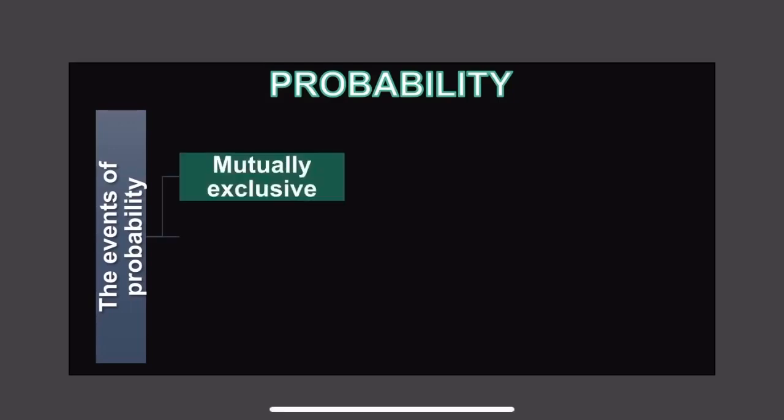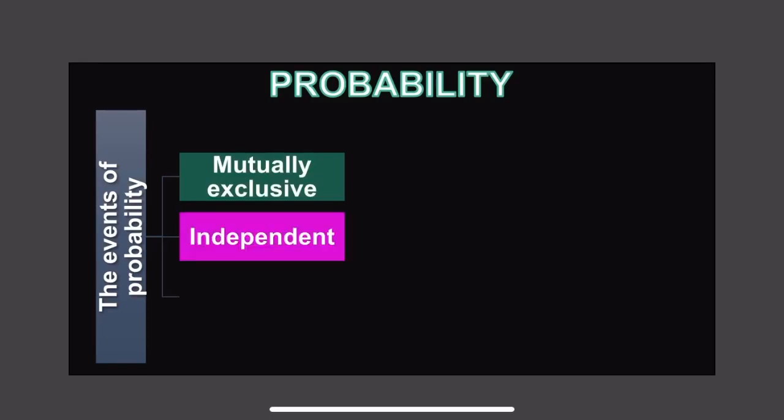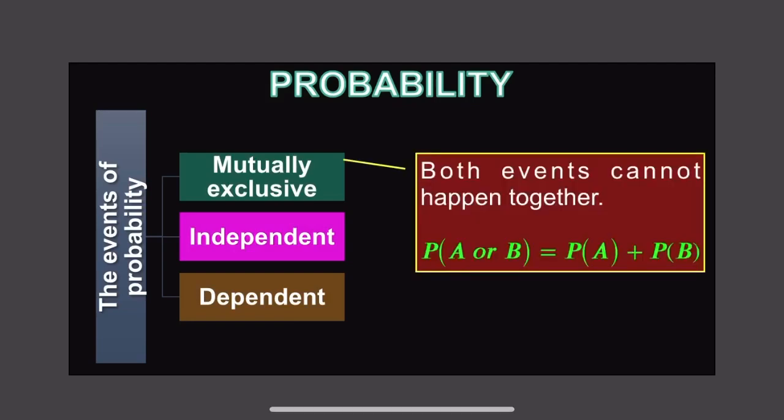The events of probability can be divided into mutually exclusive events, independent events and dependent events. You have already learned about mutually exclusive events. Those are the events which cannot occur together. For example, when you roll a die, it is impossible for the score you get to be both even and odd at the same time, isn't it? To calculate the probability of mutually exclusive events, we find the sum of both the probabilities. We call it the OR rule.